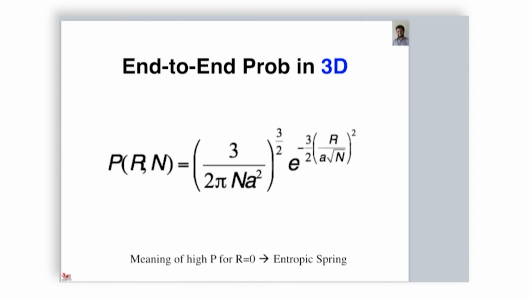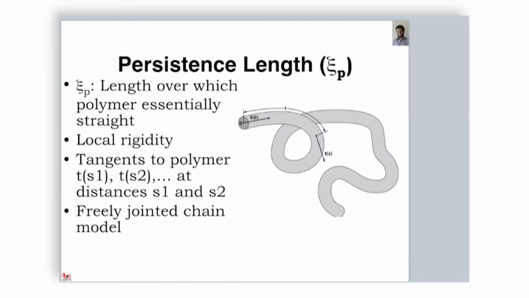But let's go ahead, not backwards. So we now come to a term which we will refer to as persistence length. And we've talked about this earlier. I'm going to make a slightly more detailed effort at trying to get at it. So persistence length by definition is supposed to be the length over which a polymer is essentially straight. And it considers local rigidity, the tangents to the polymer T of S1, T of S2 at distances S1 and S2 in a freely jointed chain. So let's see what we can do about it.